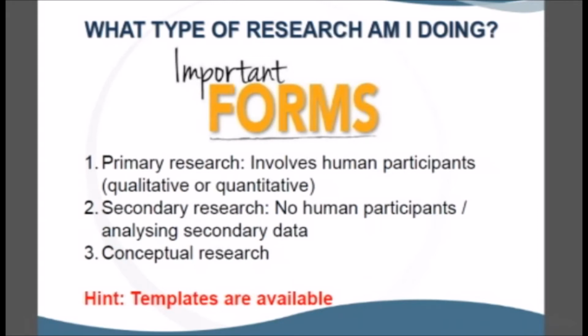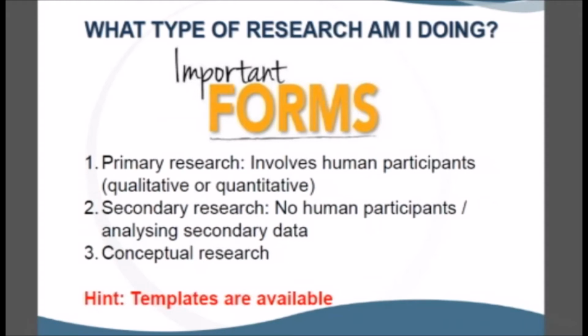Secondary research is a Form 2 that we refer to. That means that no human participants are involved. You are going to analyze secondary data. That is data that's already available in the domain, for example, reports of an organization. So that is something that is publicly available. That secondary data, you haven't collected it yourself.